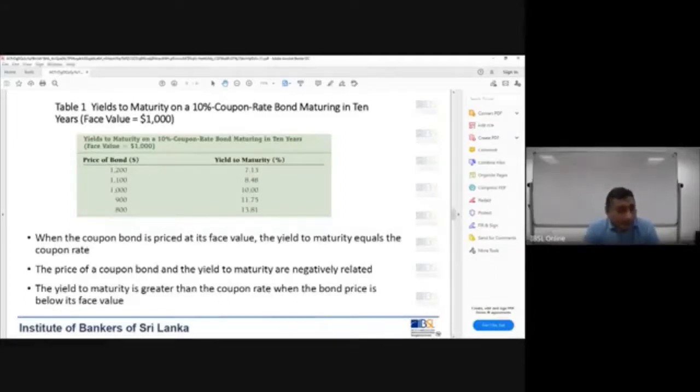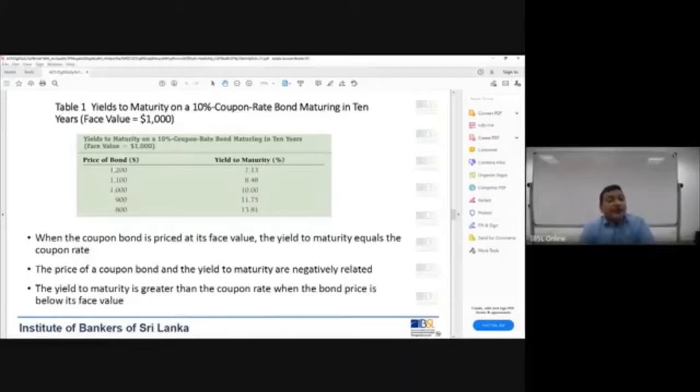These are par price bonds. Right? So then the circumstances arise, the price of a coupon bond and the yield to maturity are negatively related. What is the negative relationship? When one variable increases, the other variable decreases. Negative relationship is the directions are different, not the same direction. Price of a coupon bond and the yield to maturity. If the prices are increased, yield to maturity decreases, the negative relationship.